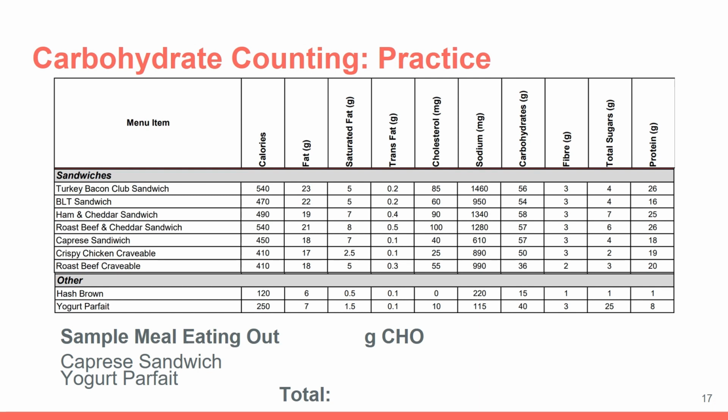Luckily, the nutrition information for most restaurants is available in store or online. On this slide, you can see some of the nutrition information for Tim Horton menu items, which was found online through their website. As you can see, the nutrition information sheet lists carbohydrate and fiber per menu item. Please take a moment to calculate the total amount of carbohydrates in this meal.